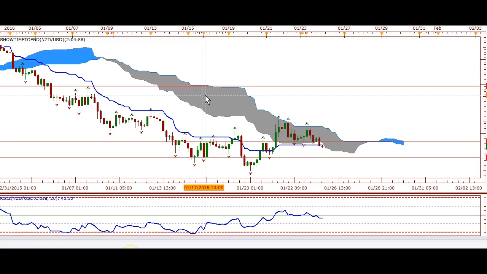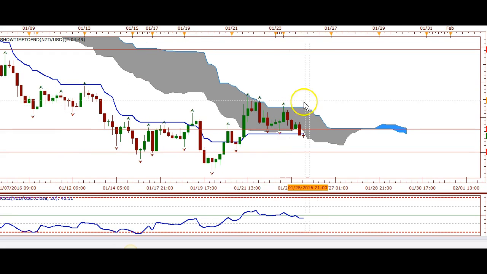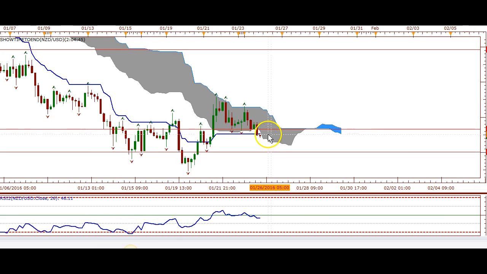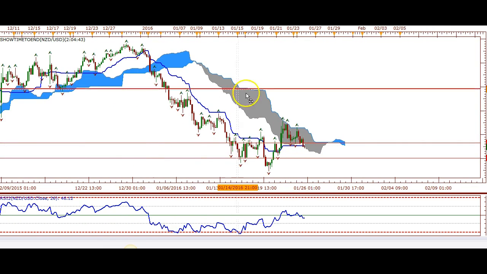All right, traders, I'm back again with another video, and we're going to start off with this trade setup looking at the 4-hour time frame on the New Zealand dollar US dollar, because that is where our trade setup lies on the 4-hour time frame. As you can see here, we had a nice big strong downtrend.